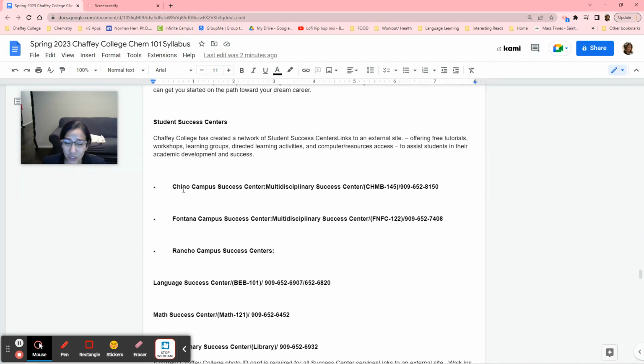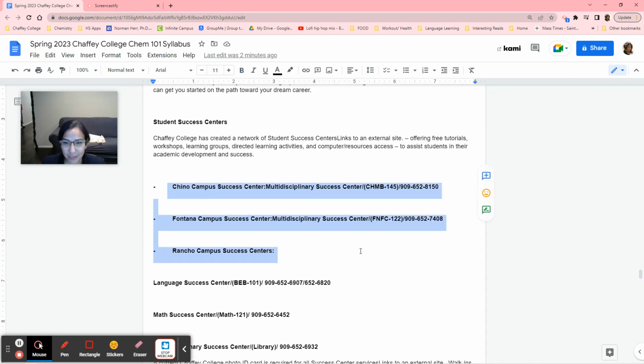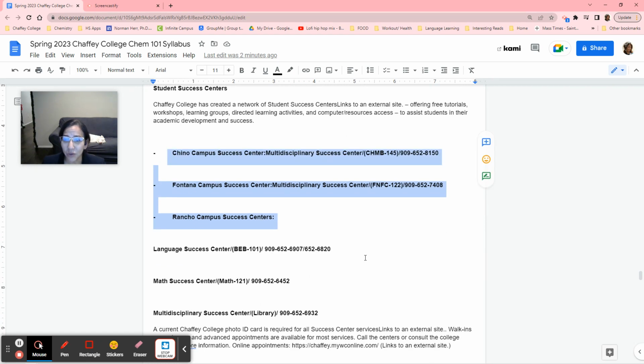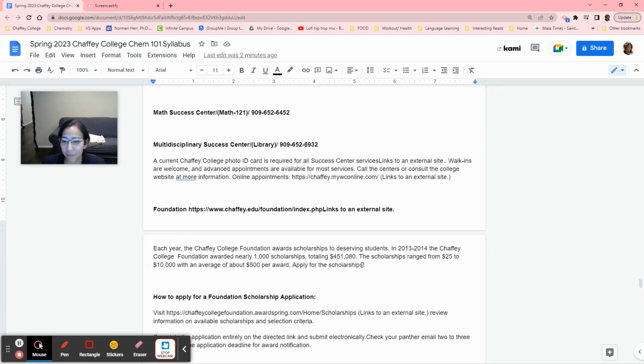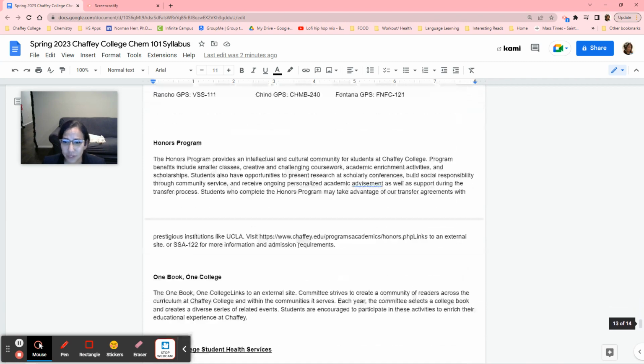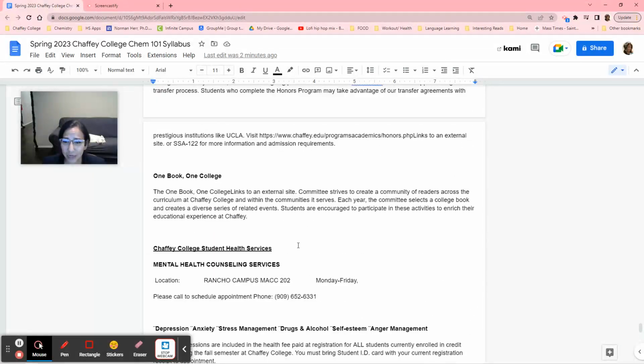Student success centers, you can go to these, and they have free tutoring. Whether you live by Chino, Fontana, or Rancho campus, all of these have great success centers. They have teachers there or people with bachelor's degrees that are willing to help you in the course. So they'll tutor you with your chemistry, with your math. You could also get help in the success center with how to take notes and how to manage your time correctly. They help you with all of that. So just scroll through to find whatever you might need help with.